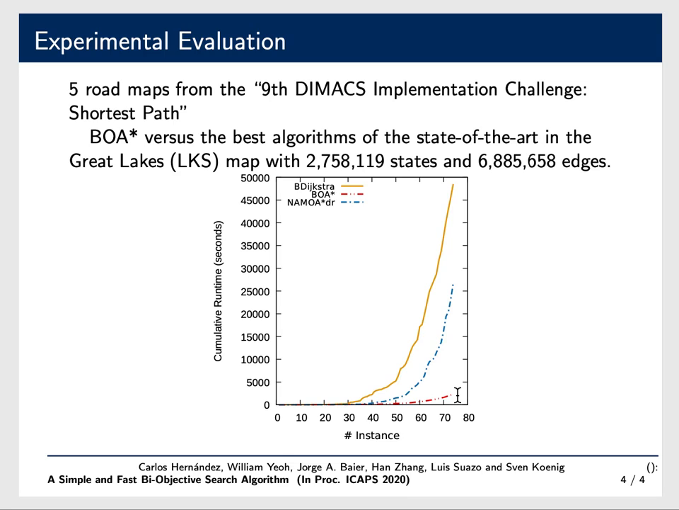So to summarize, I presented to you BOA, an A star based algorithm for bi-objective search, which improves over the state of the art quite significantly by making domination checks very efficient, actually in constant time compared to linear time required by other algorithms.